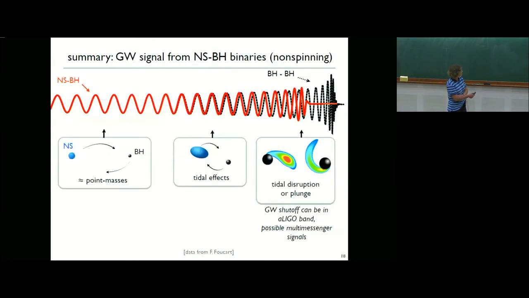So just to summarize the features in the signal: for non-spinning systems, for a really long time they're like point masses, then tidal effects lead to a small dephasing. Finally, there's tidal disruption or not, could be just a plunge, and this could possibly also be measured.